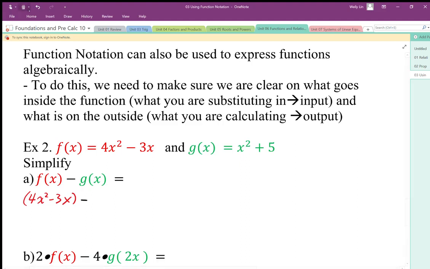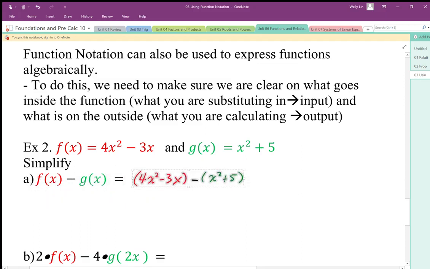And then I have my g. I'm going to replace that g of x with this expression here. That's an equivalent to g of x. So I'm going to replace this g of x with this expression x squared plus 5. Okay, and this f of x minus g of x expression then is this variable expression that I've written here. So I'm just going to move it over here.